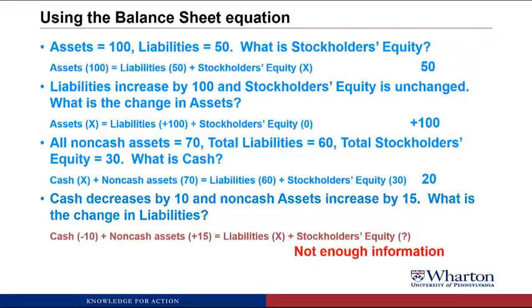We can use the same equation for this one where we split assets into cash and non-cash assets, but we have to be a little careful. We have cash going down, non-cash assets going up. The net change is an increase in assets of 5 on the left. We're looking for liabilities, but we don't know what happened with stockholders' equity. And because we don't know what happened with stockholders' equity, we actually don't have enough information to solve this. If we knew that stockholders' equity hadn't changed, then liabilities would have had to go up by 5. But unless we know that, we don't have enough information to solve this, and we have to be really careful.